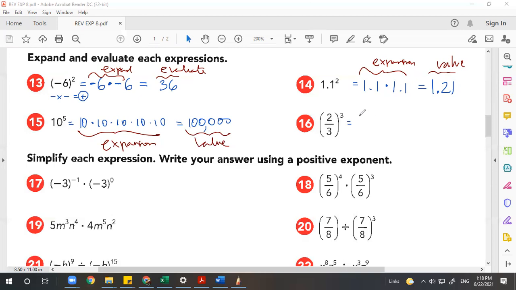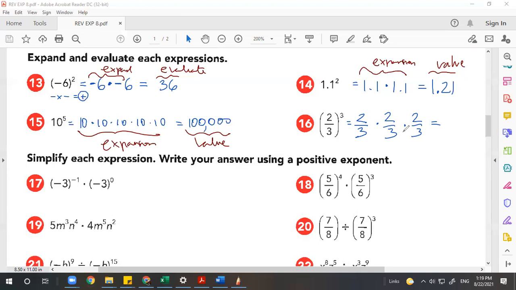So 2 over 3, cubed. If you want to expand this, what do you have to write? 2 over 3. Don't forget the expansion. You cannot put it directly on your calculator. 2 over 3 and then times 2 over 3. So can you please give me the answer? Since this is a fraction, you have to provide the answer in a fraction only.